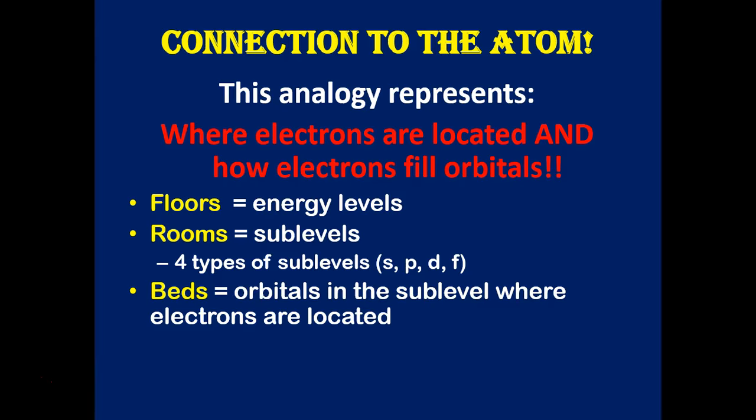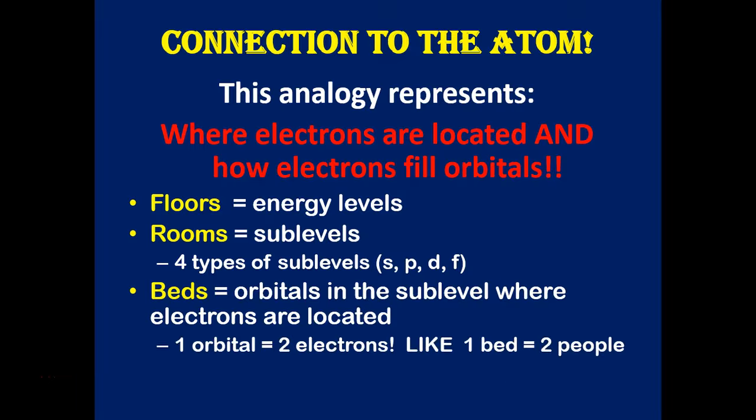The beds are each an orbital, and if you don't know what an orbital is, make sure that you watch the PowerPoint presentation on our modern idea of the atom, because that one talks about all these different things in terms of sublevels and things like that and what all of that means. All right, so in each orbital, 2 electrons fit. So 1 bunk bed, 2 people. That's kind of how this works.